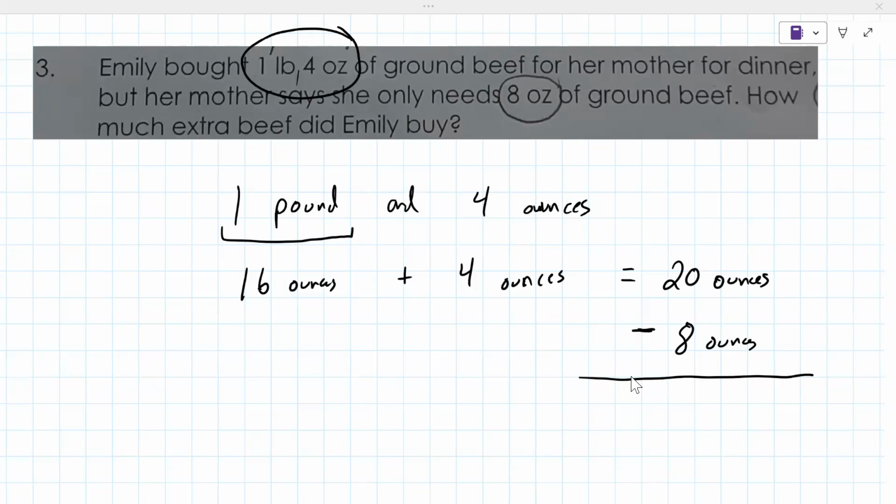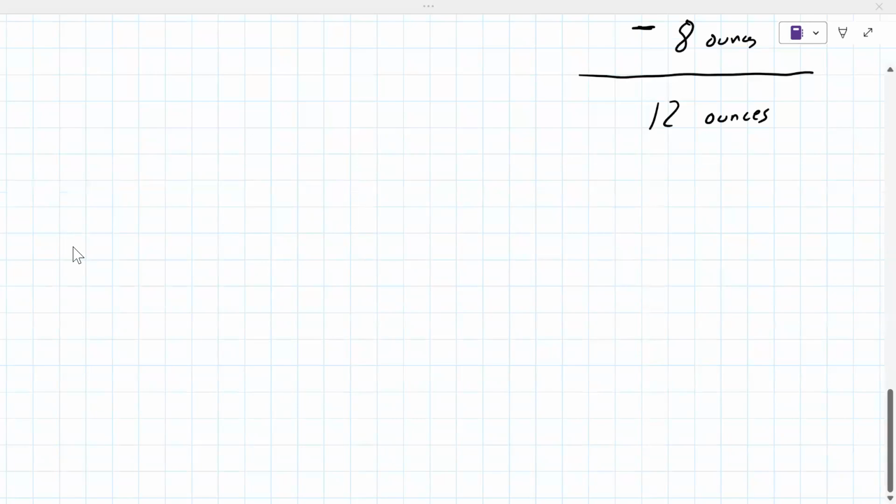12 ounces. Very good. Okay, very good. Any questions on that before we move on to the next question? No. Okay. Let's take a look here. So this one's very much related to the previous one.